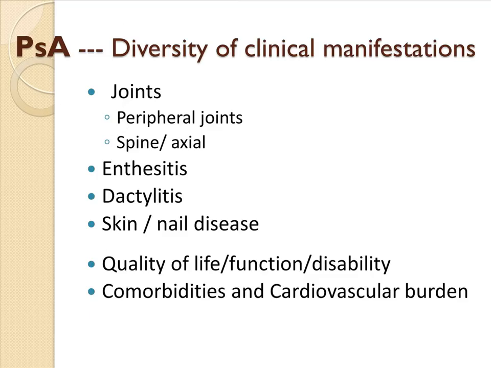Psoriatic arthritis has a diversity of clinical manifestations. They can affect the joints, including the peripheral joints and spine. They can affect the entheses, we call it enthesitis. They can affect the whole digit, we call it dactylitis. They have skin manifestation and nail manifestation. They affect the quality of life and physical function, causing disability. They have comorbidities and cardiovascular burden.